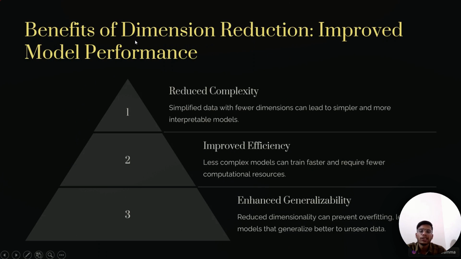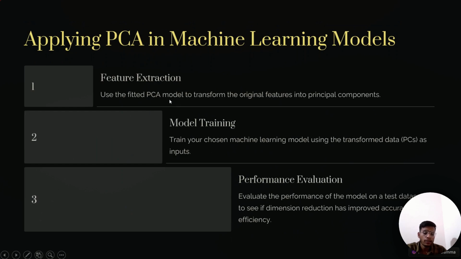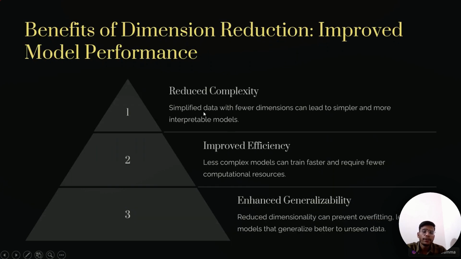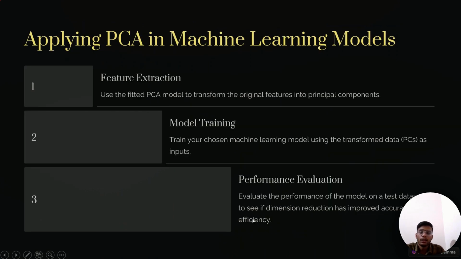Now, benefits of dimension reduction: improved model performance, reduced complexity, simplified data. Simplified data with fewer dimensions can lead to simpler and more interpretable models. Improved efficiency: less complex models can train faster and require fewer computational resources. Enhanced generalizability: reduced dimensionality can prevent overfitting, leading to models that generalize better to unseen data.